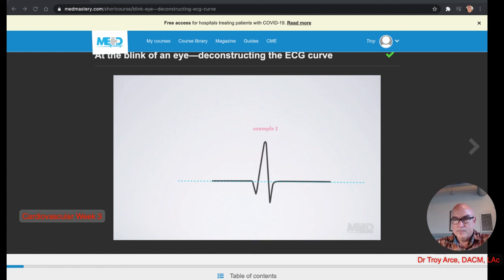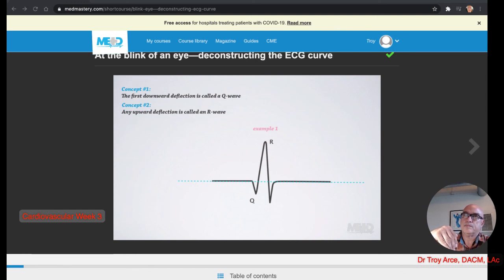Example number 1. Here we have a rather classical case. According to concept number 1, the first downward deflection is called a Q wave. According to concept number 2, any upward deflection is called an R wave. And concept number 3 says, any downward deflection that comes after an R wave is called an S wave. So we have a QRS pattern here.